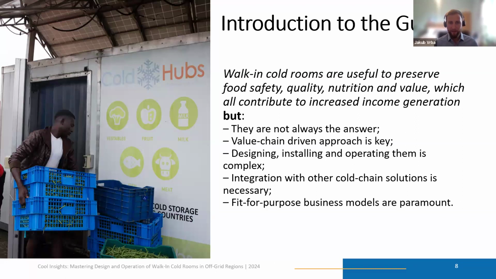And then last but definitely not least, the business models can make or break the cold room viability. So we really need to look carefully at what business models will be used and which ones are the most suitable for different contexts, so the cold rooms don't result in white elephants, as our colleagues at Wageningen like to call them. And I will talk about these business models and financing options at the end of the webinar. Next slide.